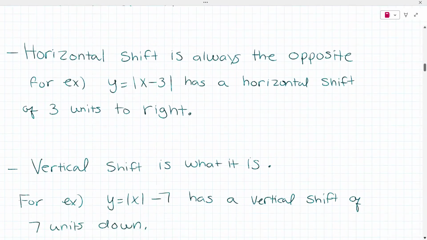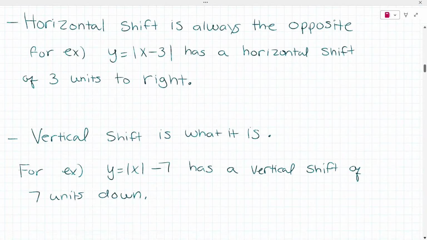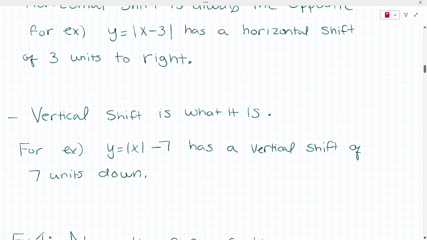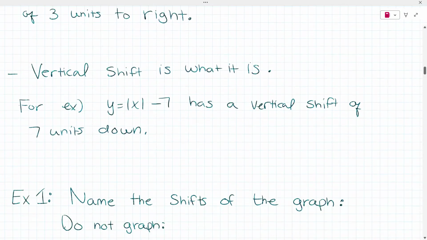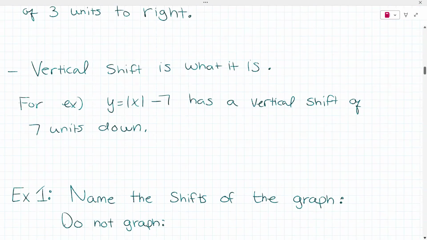Okay. Now, what about a vertical shift? We said that you have a vertical shift if it's outside the absolute value and it's nowhere near the absolute value sign. So this graph, y equals absolute value of x minus 7, has a vertical shift of 7 units down. Unlike the horizontal shift, a vertical shift does not change the sign. It is what it is. So if you have a minus, that means you're shifting it 7 units down. If you have a plus, it means you're shifting 7 units up. Do not change the sign.